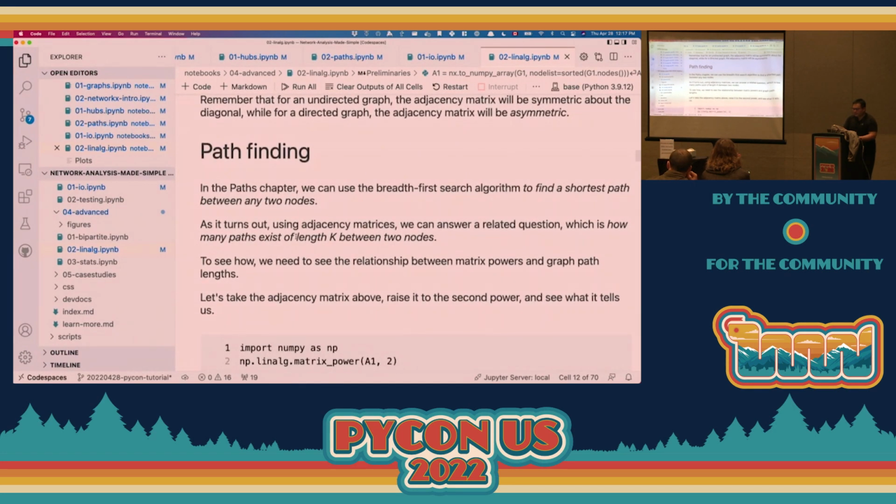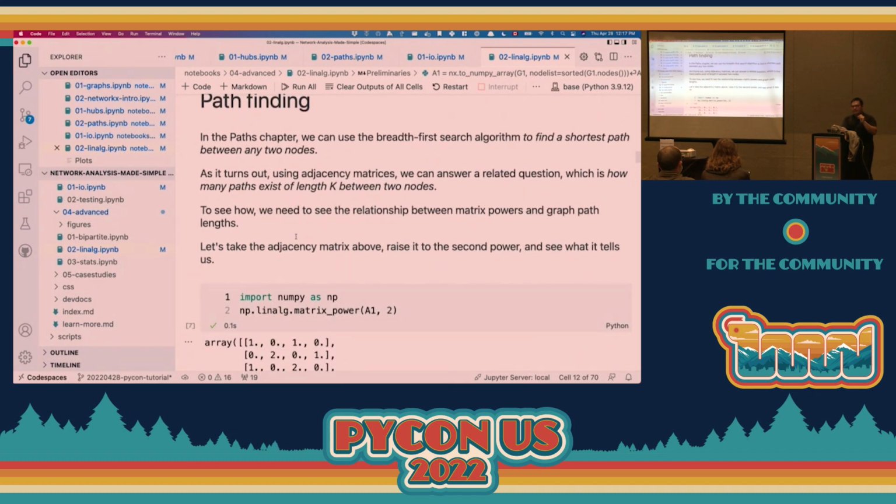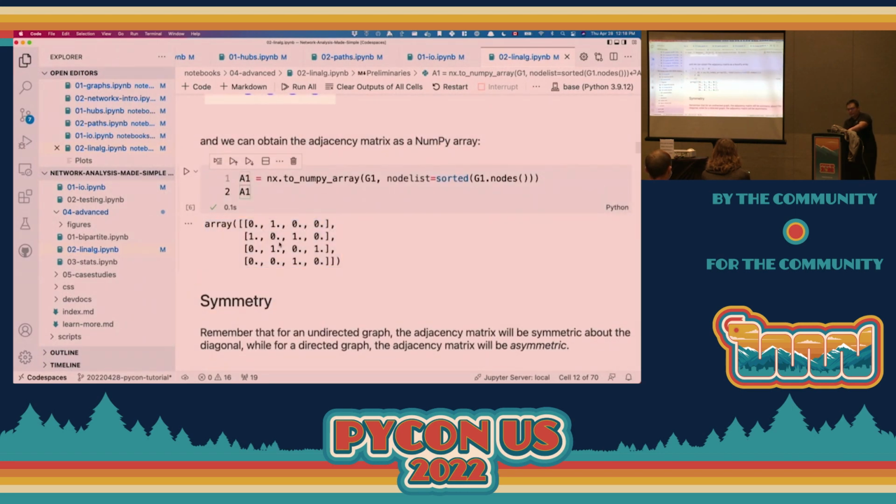So when we do pathfinding, one of the things we want to be able to answer is whether two nodes are connected to one another, right? As it turns out, if you use the adjacency matrix and you take linear algebra matrix powers of the adjacency matrix, you can answer a related question, which is how many paths of length k, which is the power, exist between two nodes. So let's show that. So A1 is the adjacency matrix of our chain graph.